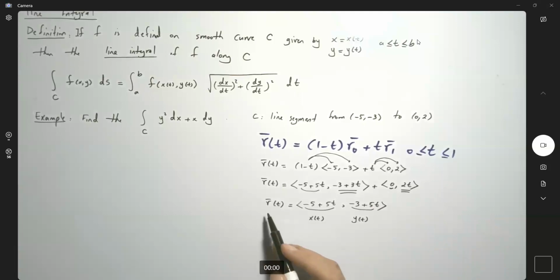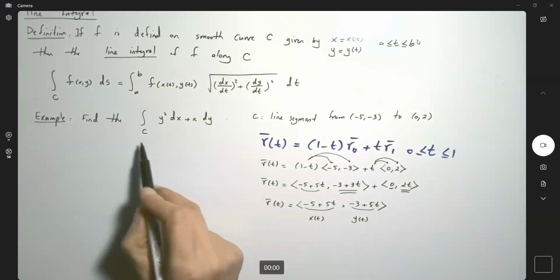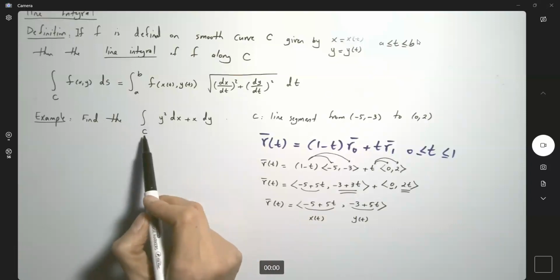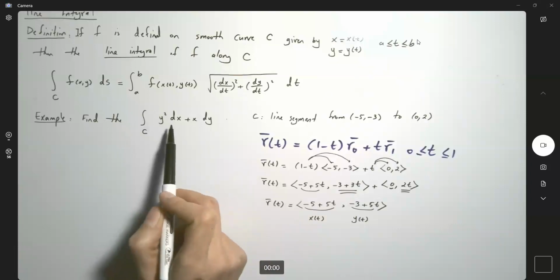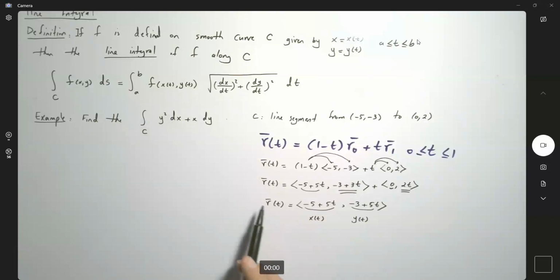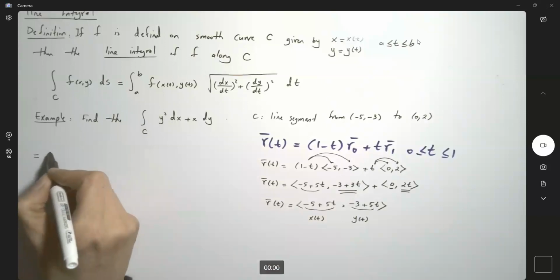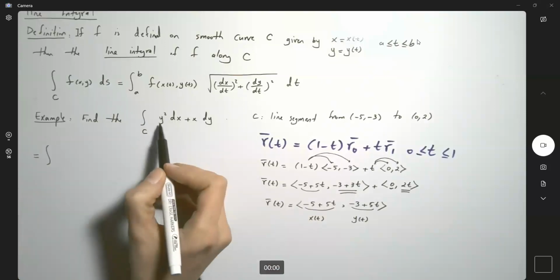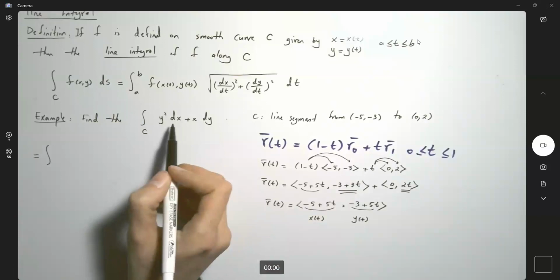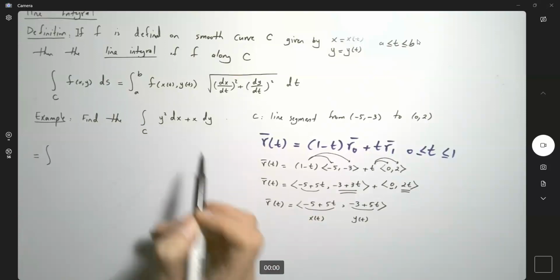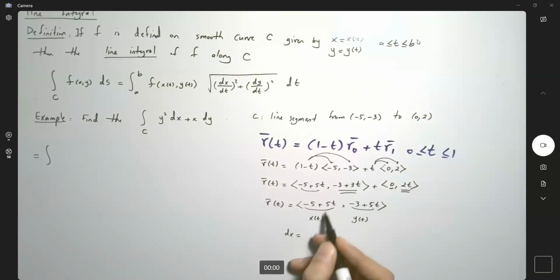You can easily find dx, dy, and convert everything into t. Again, you have one integral, but you have 2 variables. You have to get rid of these and introduce a new parameter here. This integral is equal to the integral of y squared, and you also have x. You need to find dx, and you need to find dy. dx is equal to 5 dt, and dy is also 5 dt.